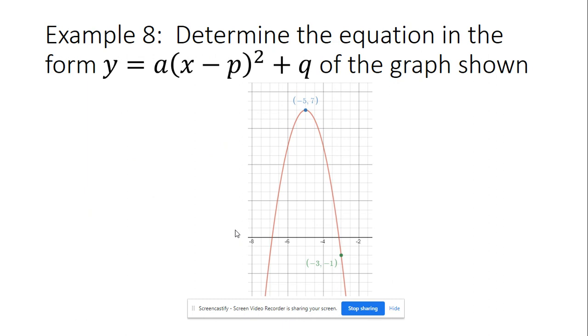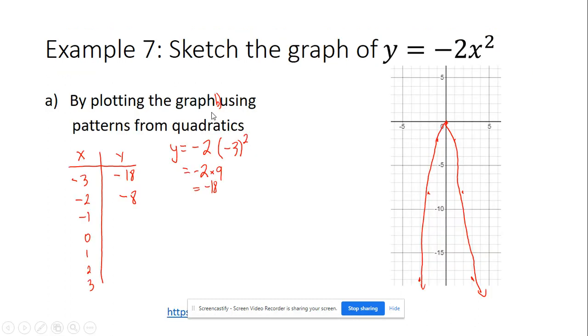Okay, bit of a trickier question here. Determine the equation in the form y equals a(x minus p) squared plus q. I just want to back up for a second here, so I just want to talk a bit more for this one.